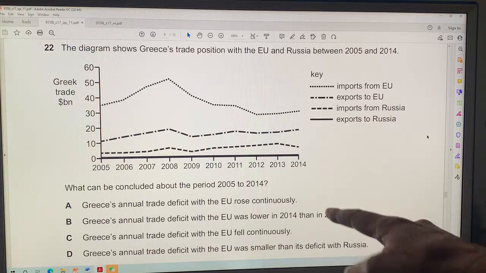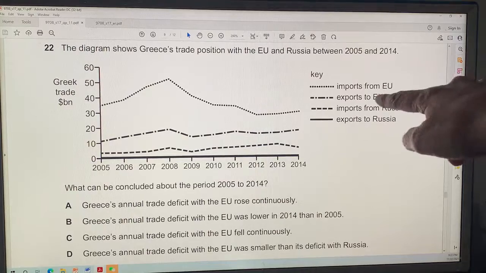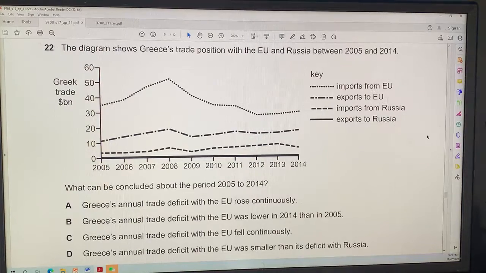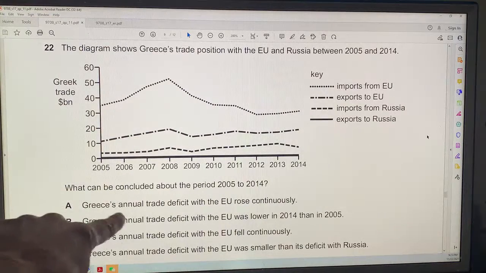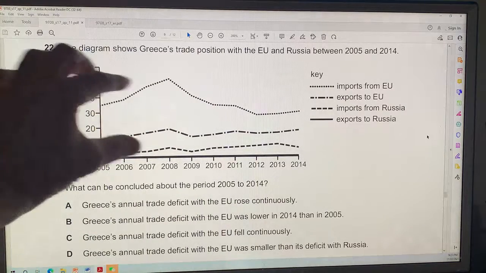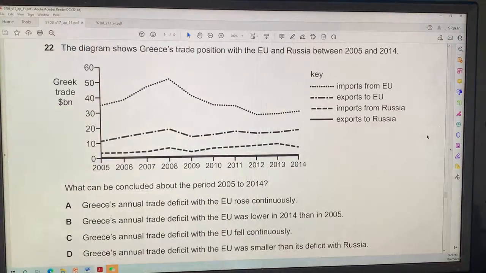Let's see. Which statement is true? In other words, Greece's annual trade deficit with the EU rose continuously. We have to do imports and exports from EU, and that is here. No. Annual trade deficit increased between 2005 and 2008 and then fell. So not A. Let's see B.